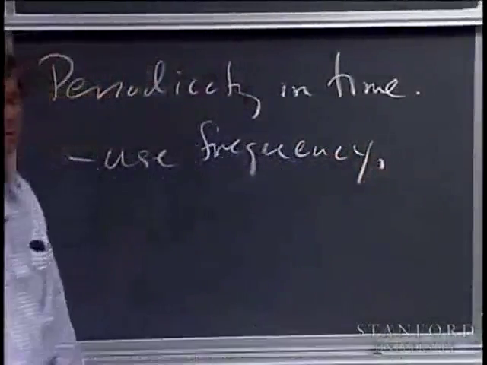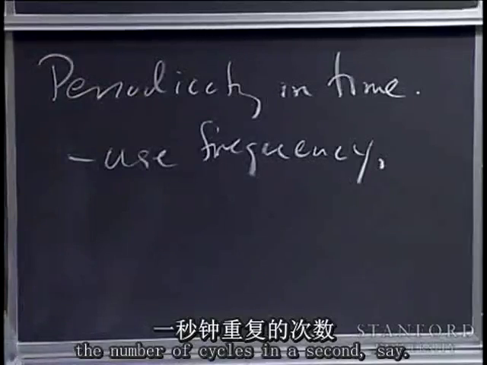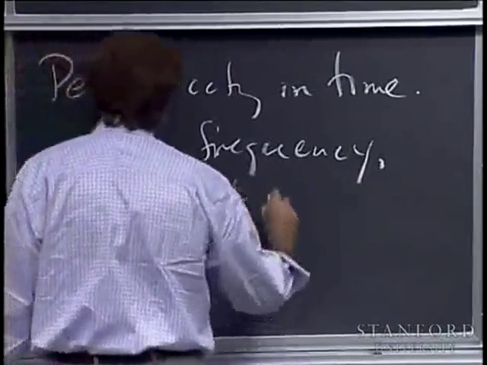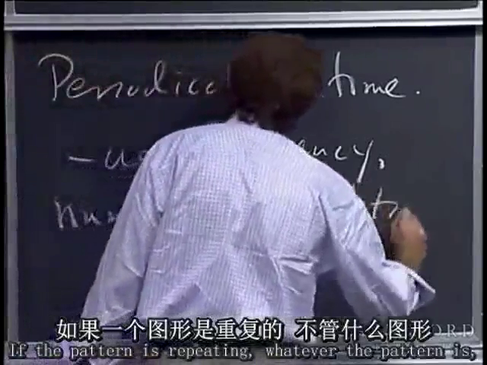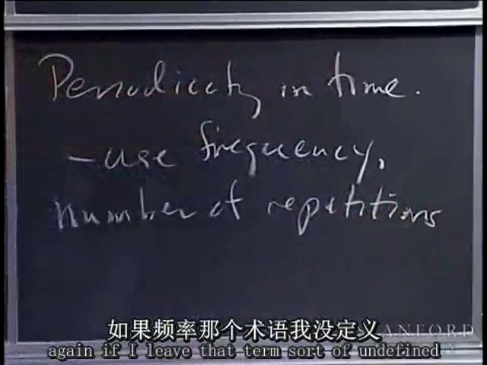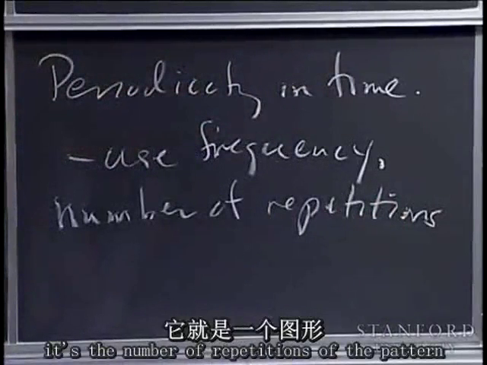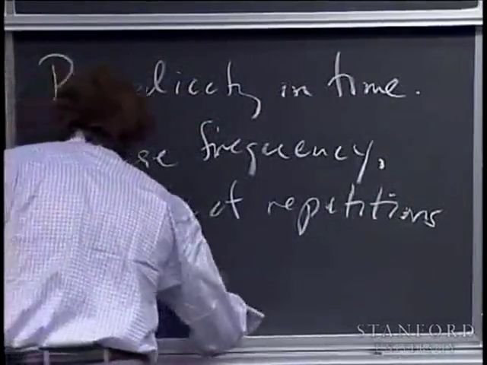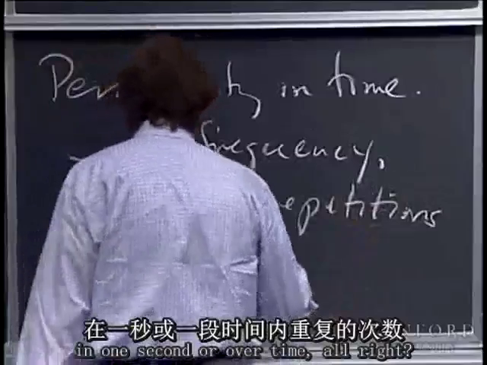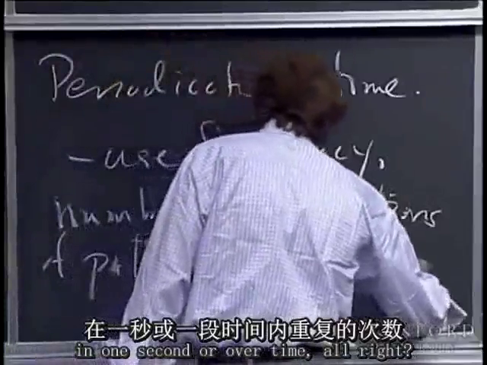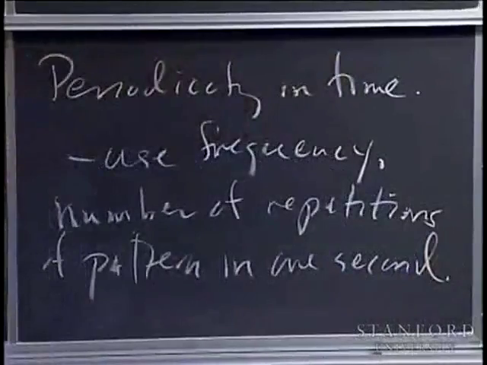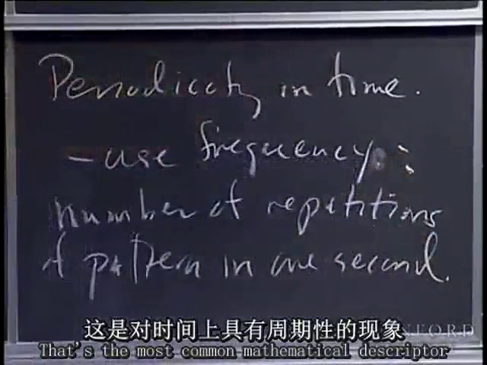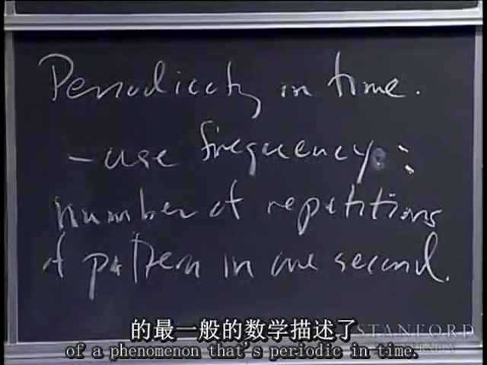The number of repetitions, the number of cycles in a second, say. If the pattern is repeating, whatever the pattern is, if I leave that term sort of undefined or vague, it's the number of repetitions of the pattern in 1 second, or over time. That's the most common mathematical descriptor of a phenomenon that's periodic in time.